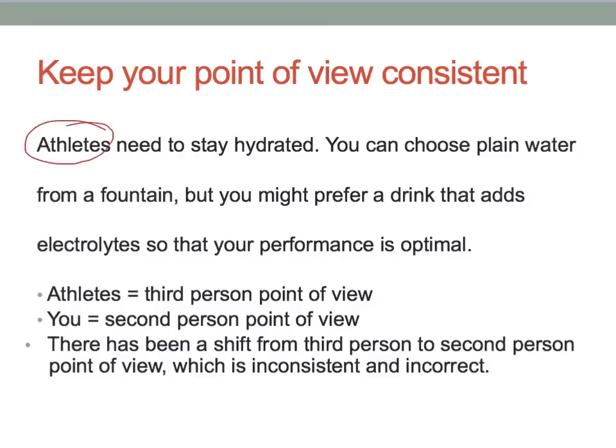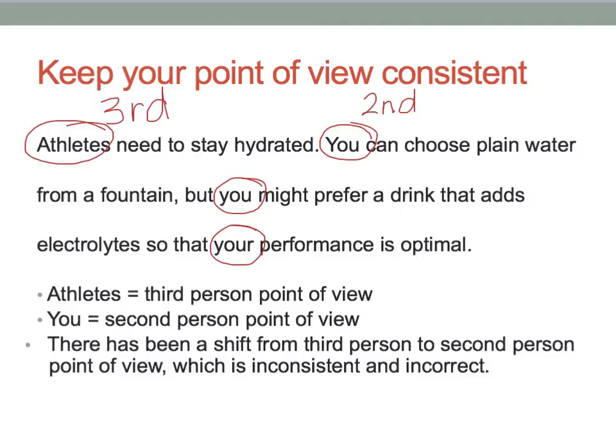Notice we start out with a reference to athletes. Then "you" shows up several times along with "your" in the sentence that follows. That's unfortunate because athletes is a third-person reference. It can be substituted by the pronoun "they." And then we have the second person references with the "you" and "your" pronouns.